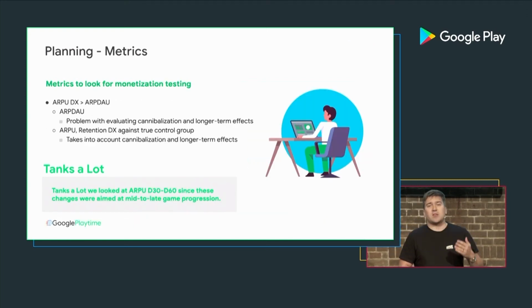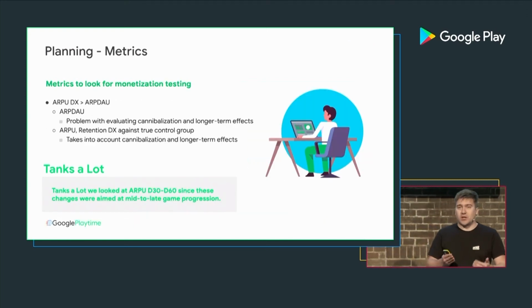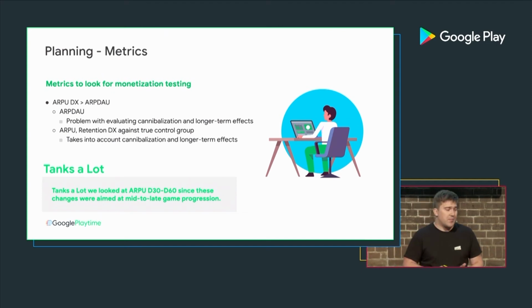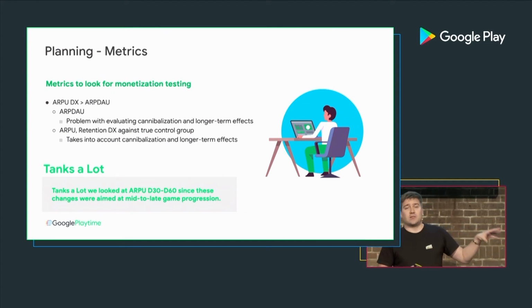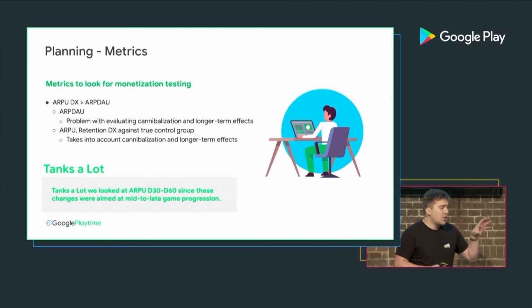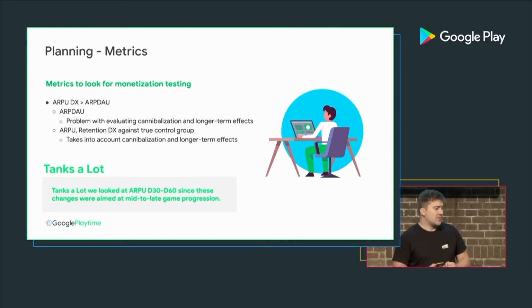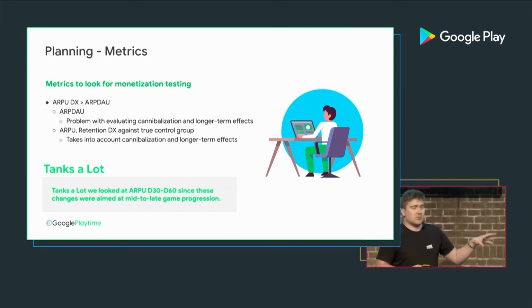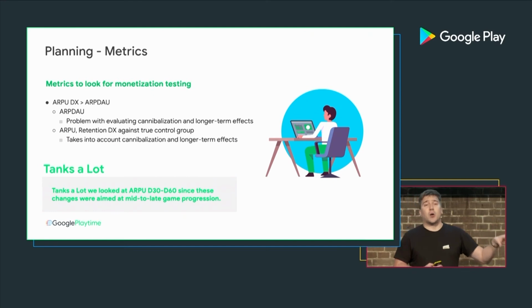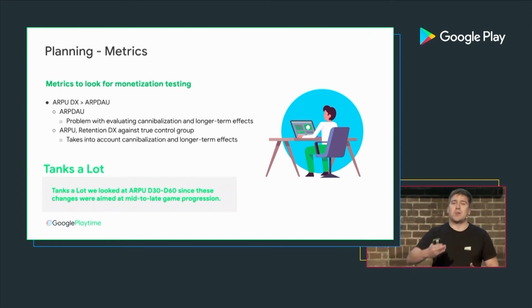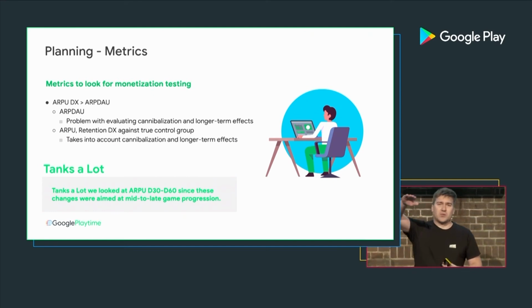So another part of the planning phase is looking for the metrics we'll actually be evaluating our impact with. As we start, it's a monetization change, right? So we start with this LTV or ARPU curve. We see many times that it's still a popular method to look at ARPDAU change after you do an update on the game and see if your ARPDAU is higher or lower.